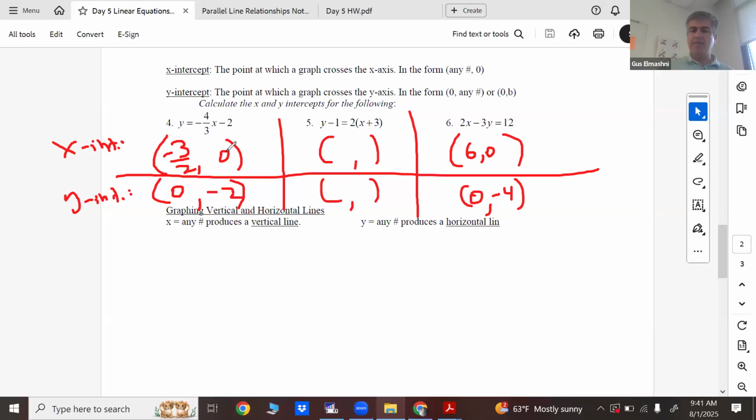For 5, that's not a fun one. If I plug in 0 for y and solve for x, I should get -7 halves, I think, comma 0. And 0 for x and solve for y, that should be 7, I think.